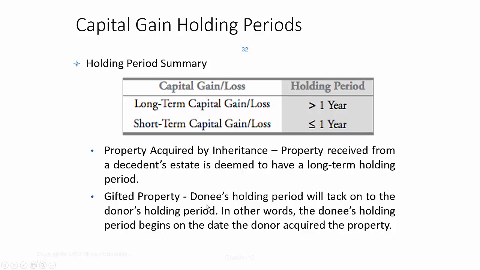Gifted property, on the other hand, is a result of the donee's holding period as well as the donor's holding period. So, if the person that gifted you the asset had it for 10 years and you held it for 5 years, then your total time frame is 15 years. Okay? So if you inherit it, it's deemed long-term. If you gift it, it's a function of how long the person that gifted it to you had it, as well as how long you plan to hold that asset.